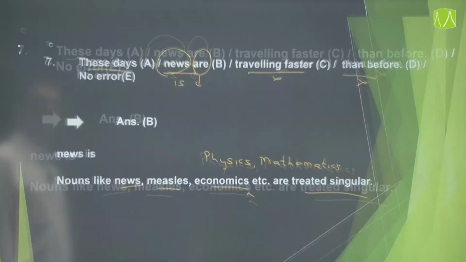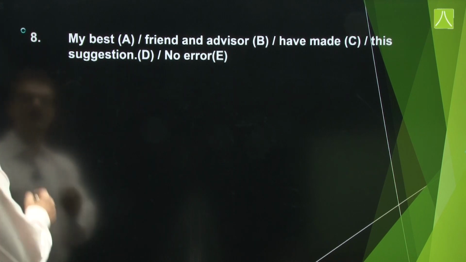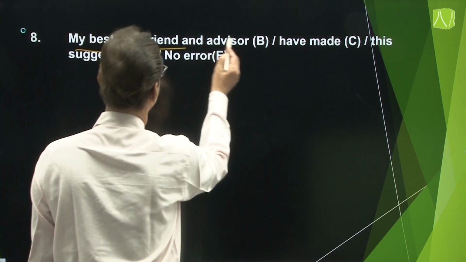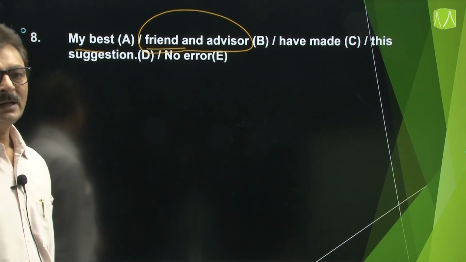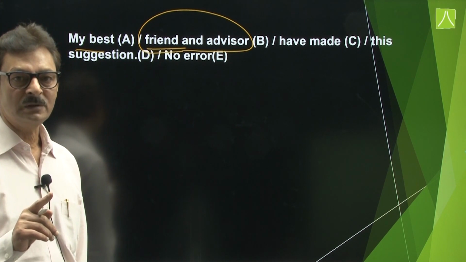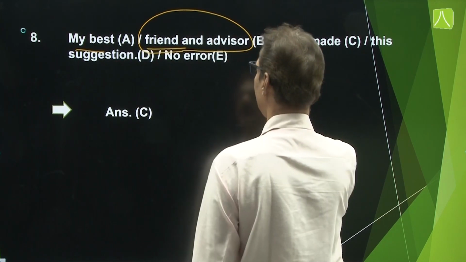Next example. बहुत प्रैक्टिस करनी है. My best friend and advisor have made this suggestion and if no error. My best friend किसकी बात कर रहे हैं? Friend and advisor. Are they two friends or one? मेरा एक दोस्त और मेरा सलाहकार. Is it one person or two person? It is one person. So यहाँ पे error क्या होगी?